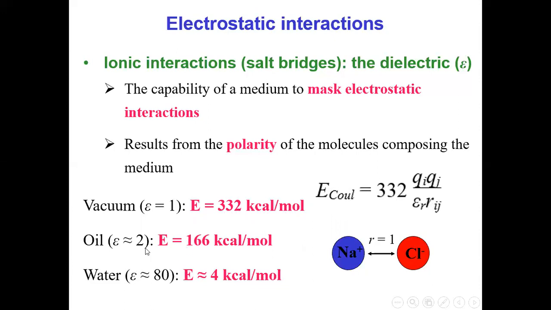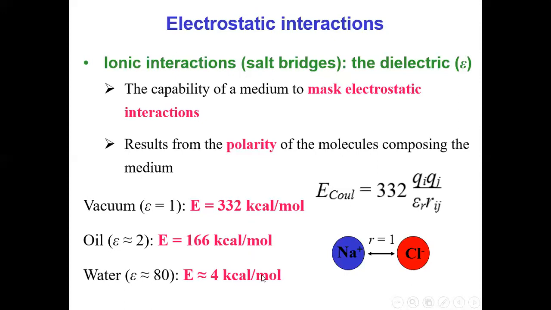The second case is oil. Oil, as we'll see in a moment, is composed of molecules that are not polar. Their polarity is very, very low. And so the dielectric constant is also low, it's only 2. And in this case, the energy is 332 divided by the epsilon, which is 2. So the energy is minus 166 kilocalories per mole. The energy is half of what it is in a vacuum.